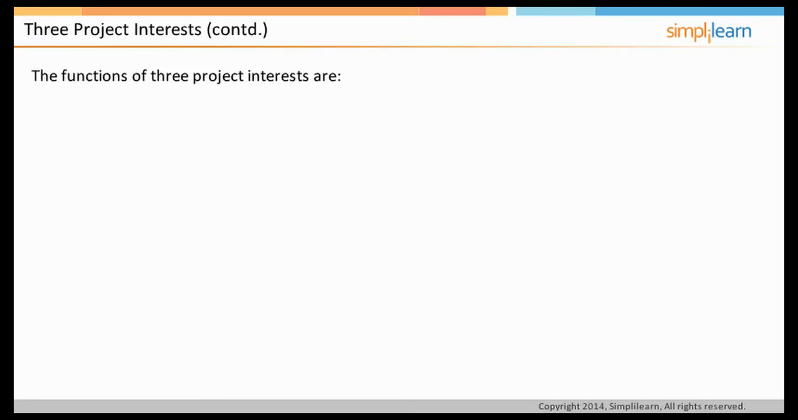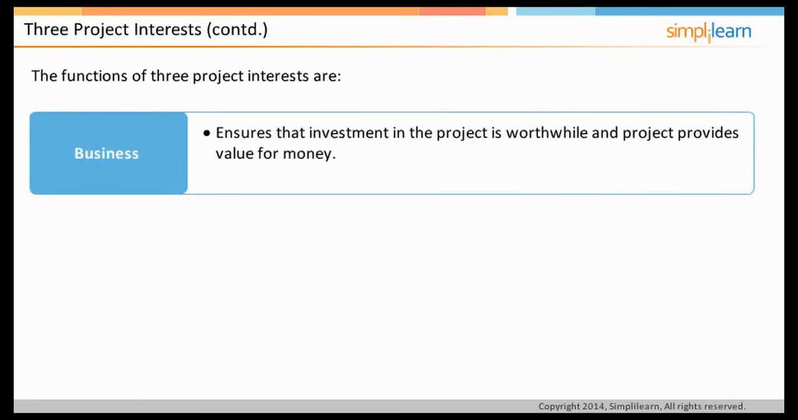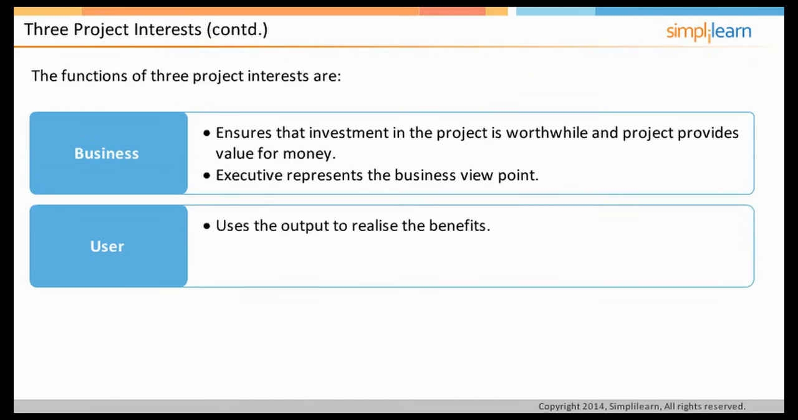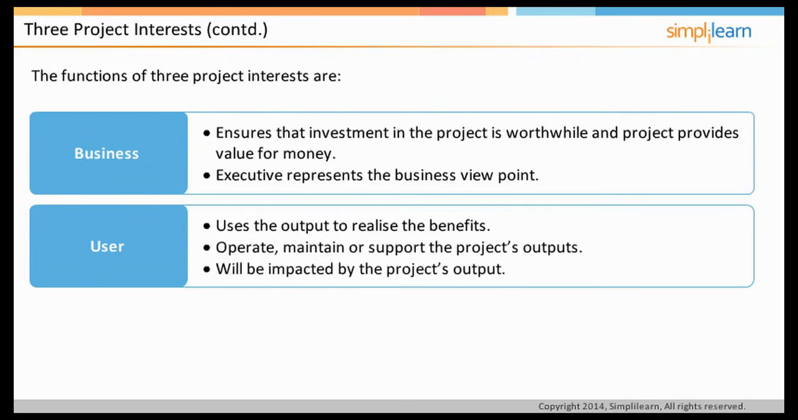The reason for undertaking a project is to introduce change to meet the current business challenges. The output of the project should meet a business need which will justify the investment in the project. The project should also provide value for money. The executive role is defined to represent this business interest viewpoint of the project. The user viewpoint should represent who uses the output to realize the benefits. It also represents the individuals or groups who will operate, maintain, or support the project's output, and who will be impacted by the project's output. This viewpoint is represented by the senior user role.